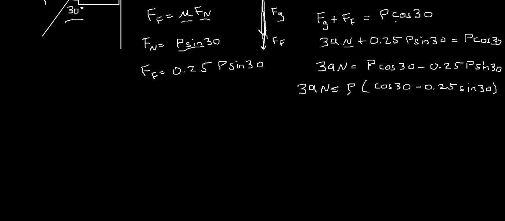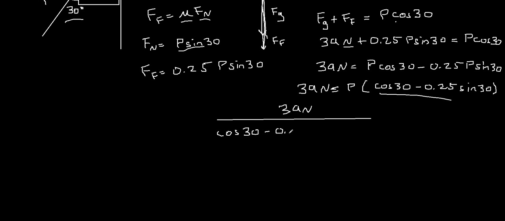Alright, and now you have P times something. So if you divide out the something from both sides, you'll get the value of P. So 39 newtons over that entire value, cosine 30 minus 0.25 times sine 30, equals the magnitude of P.